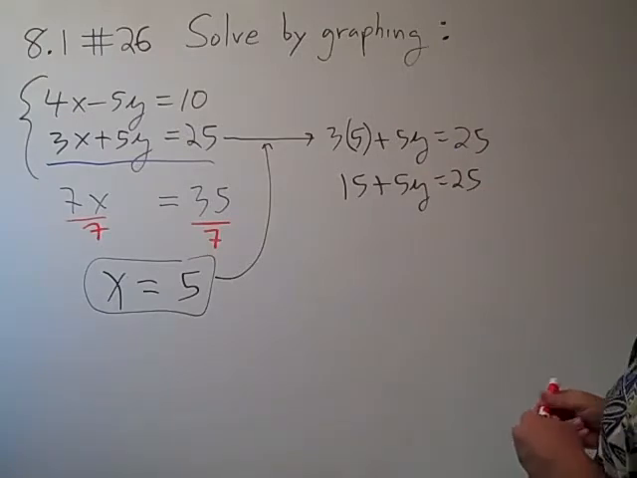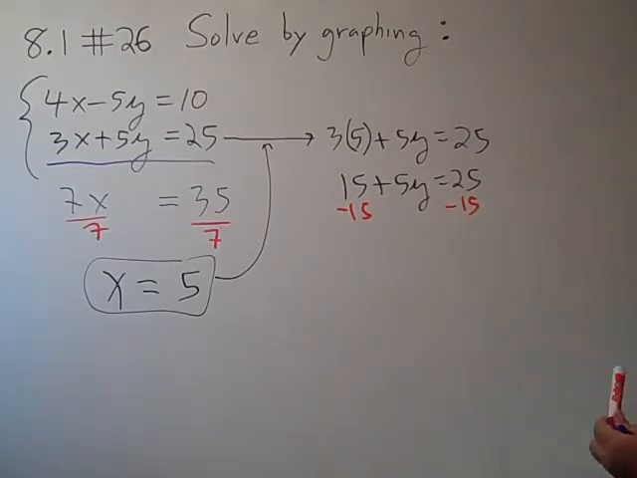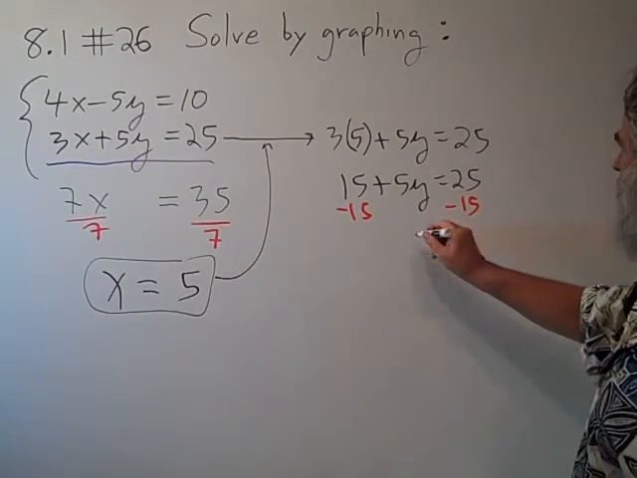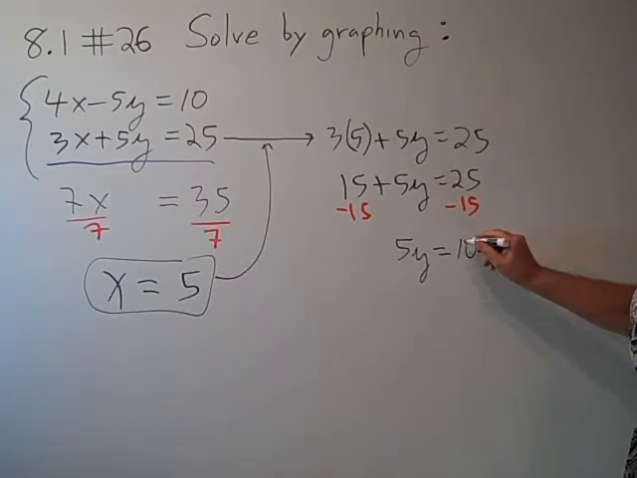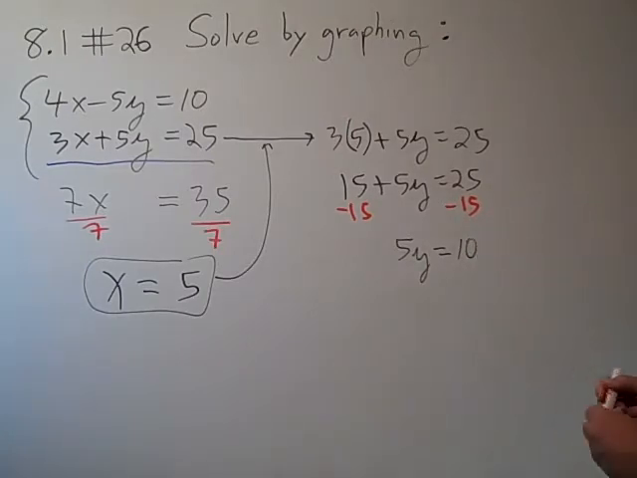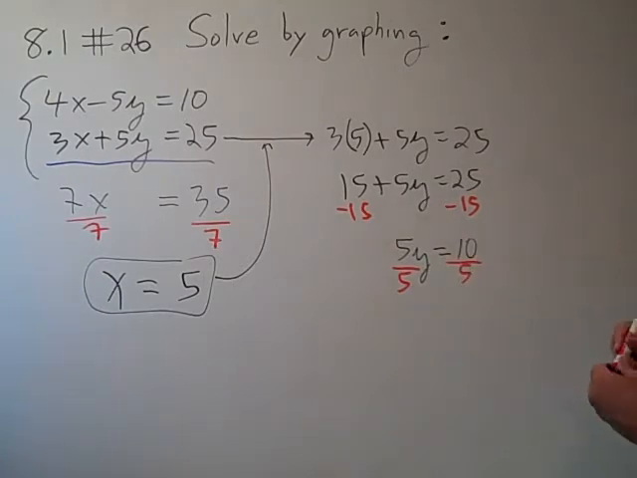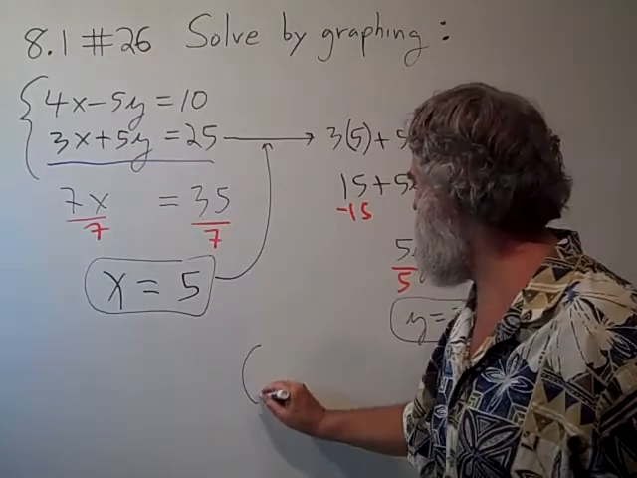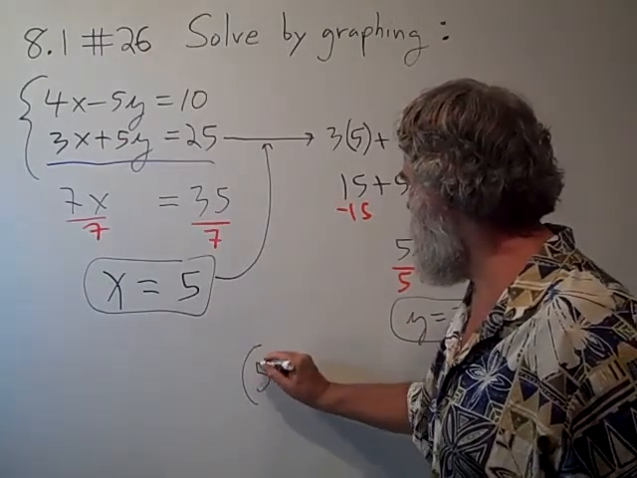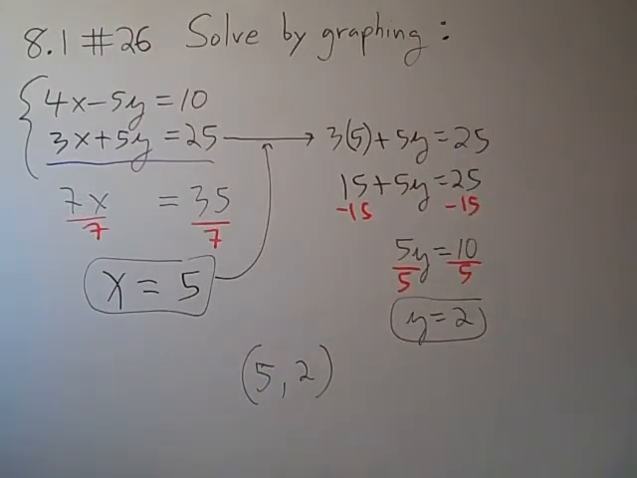And if we subtract 15 from both sides, we end up getting that 5 times y is equal to 10. And if I divide by 5 on both sides of this, we see that y is equal to 2. We've actually found the point of intersection, which is the solution to the linear system directly.